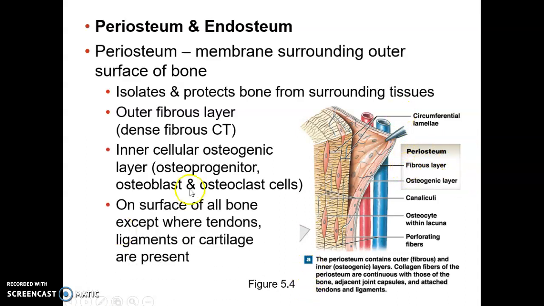So again, the periosteum is on the surface of the bone, everywhere except where tendons, ligaments, and/or cartilage are found. A tendon attaches muscle to bone, and a ligament attaches bone to bone. And we'll revisit this when we do joints.